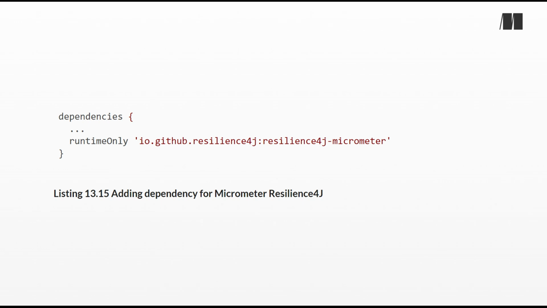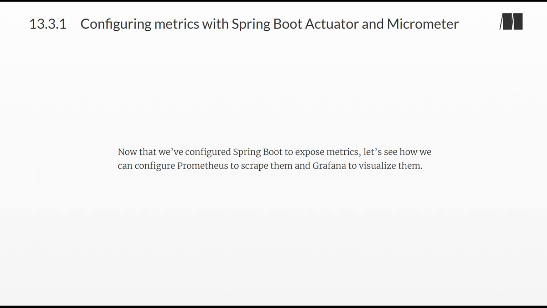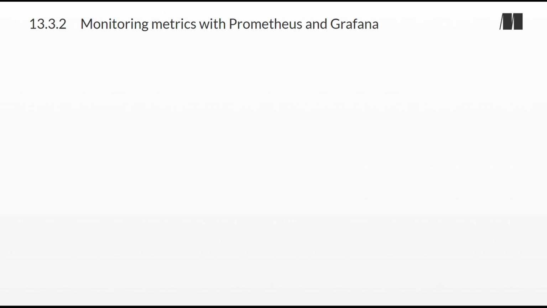Remember to refresh or re-import the Gradle dependencies after the new addition. Listing 13.15. Adding dependency for micrometer Resilience4j. Now that we've configured Spring Boot to expose metrics, let's see how we can configure Prometheus to scrape them and Grafana to visualize them. Section 13.3.2.